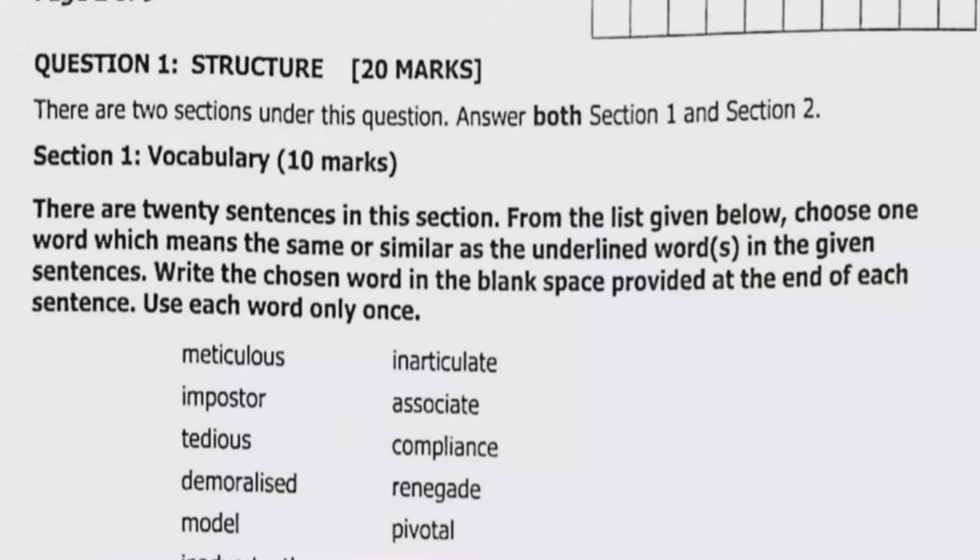So let's listen to what the instructions are. There are 20 sentences in this section. From the list given below, choose one word which means the same or similar as the underlined words in the given sentences. Write the chosen word in the blank spaces provided at the end of each sentence. Use each word only once. Those instructions are simple and straightforward. So we have got a lot of words here.